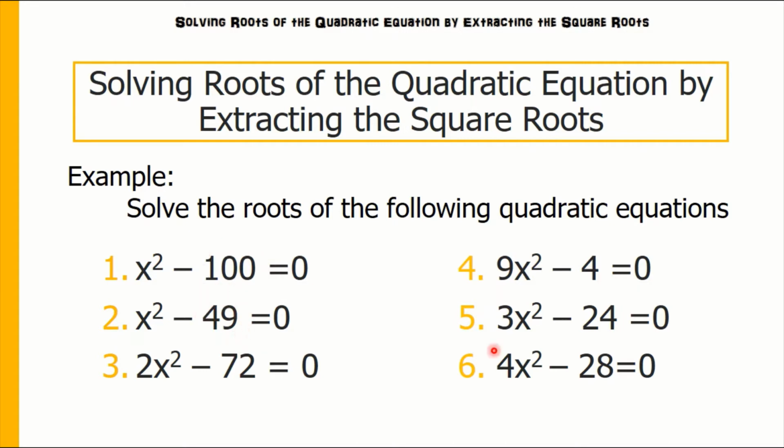And then last, na-observe niyo na between doon sa dalawang terms ay meron tayong operation na minus. This means that we are able to extract the square roots if the given has two terms with minus between them. So let us have an example, number 1.